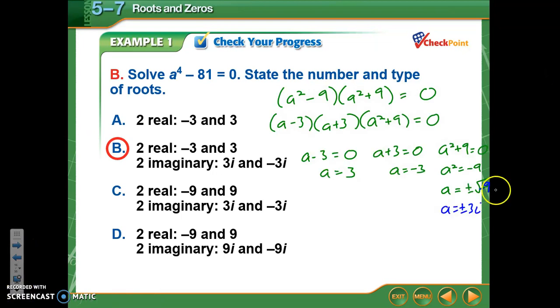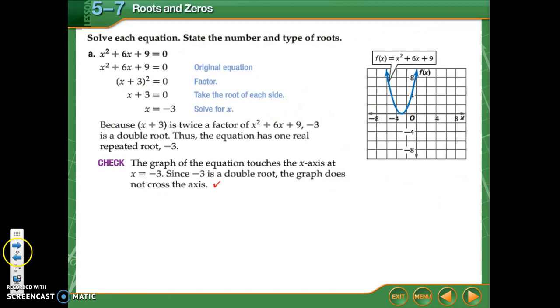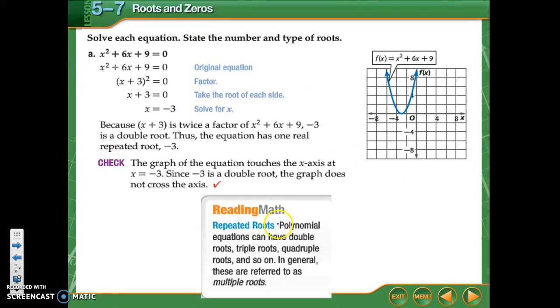And there's the work for that one. Notice I got 2 real roots in 3 and -3, and my 2 imaginary roots in 3i and -3i. Okay, I just want to touch real quickly on something called double roots. A double root happens when a polynomial hits the x-axis and then bounces off instead of crossing through.